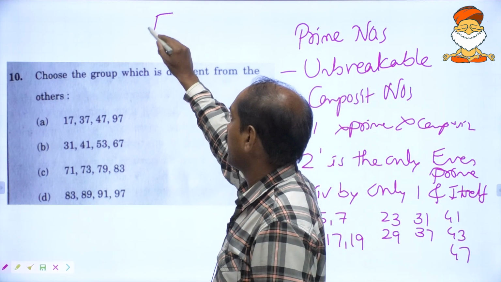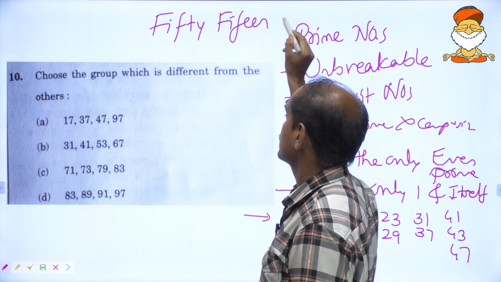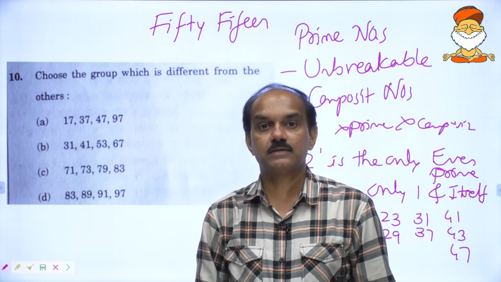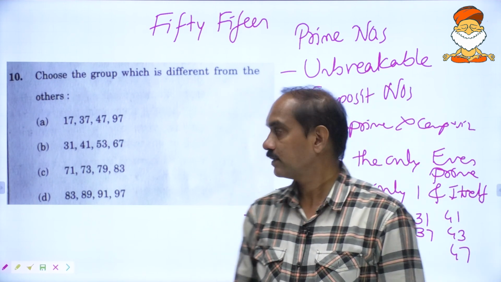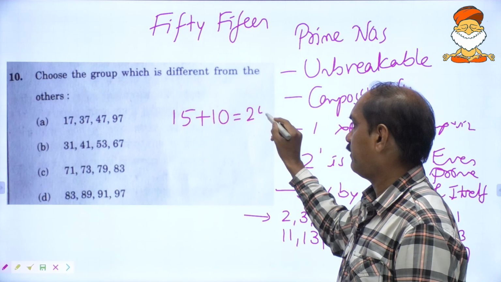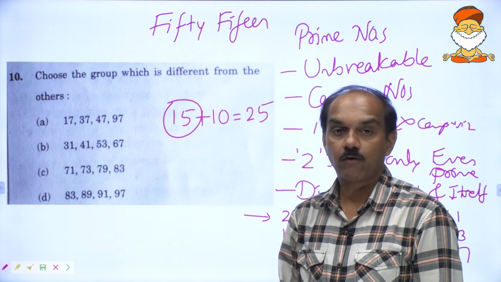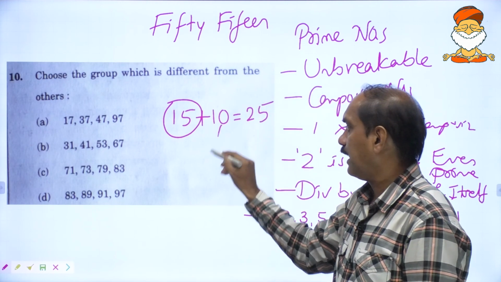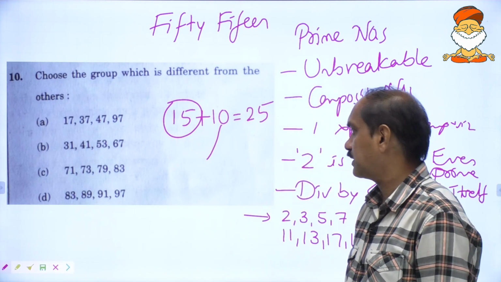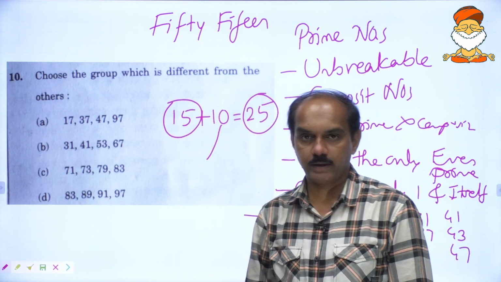So there are 15 prime numbers in the first 50 natural numbers. So this is how we can easily remember 50, 15, right? 15 plus 10 is equal to 25. 15 prime numbers from 1 to 50, 10 prime numbers from 51 to 100, okay, in the second half. So total how many are there? From 1 to 100, 25 prime numbers are there.